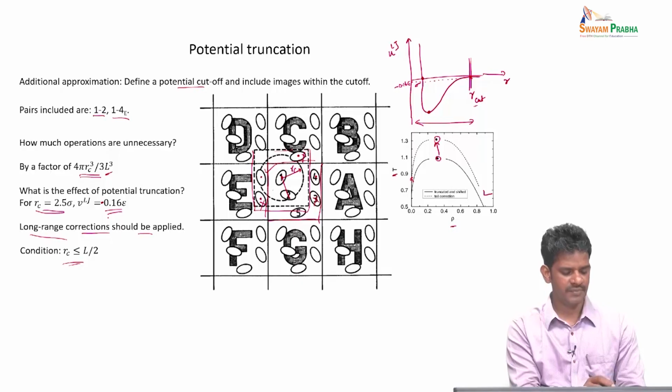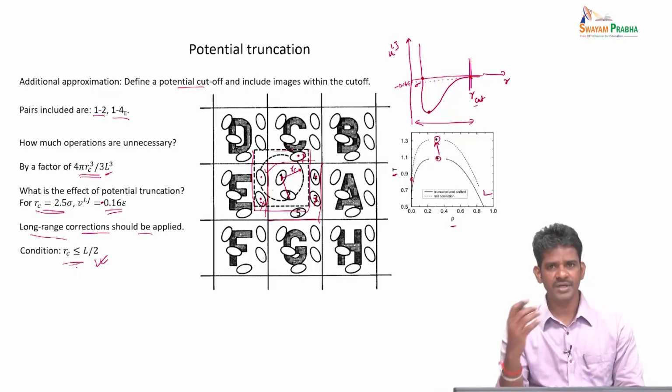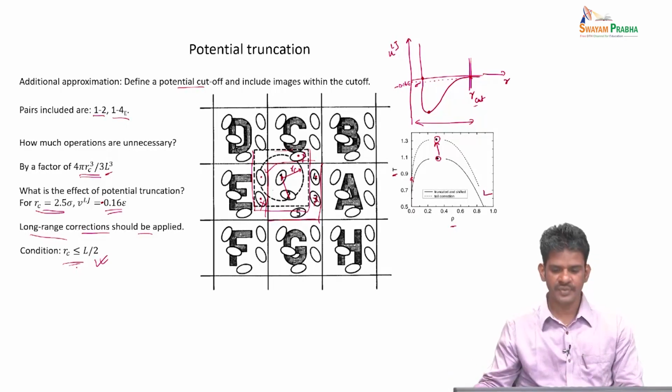Now another important thing we have to remember is that the cutoff should not be greater than half of the box size. This is because we are also applying the minimum image convention to find the nearest neighbors, and the potential cutoff and the minimum image convention go hand in hand, so this condition should always be maintained. So these are some of the important aspects that you need to keep in mind.